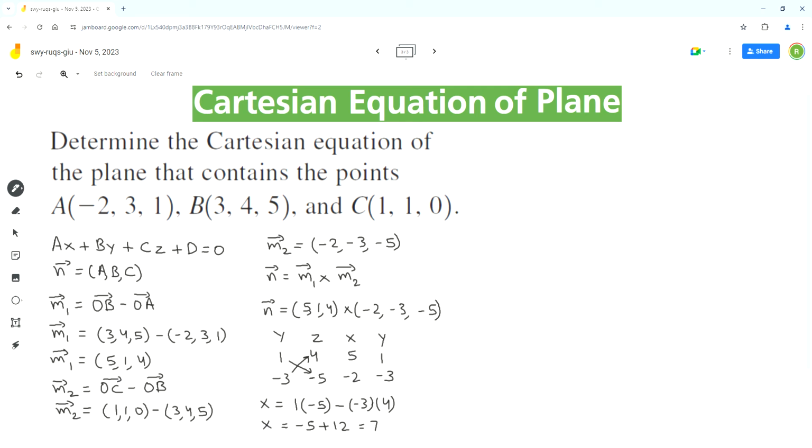Now we can find the y component, and for that we should cross multiply the z and x components. We start with 4 times -2 minus -5 times 5. I get 17.